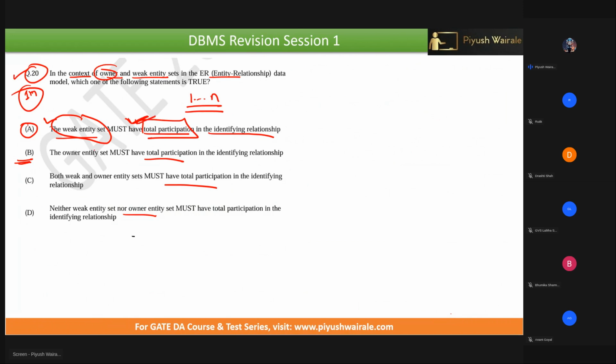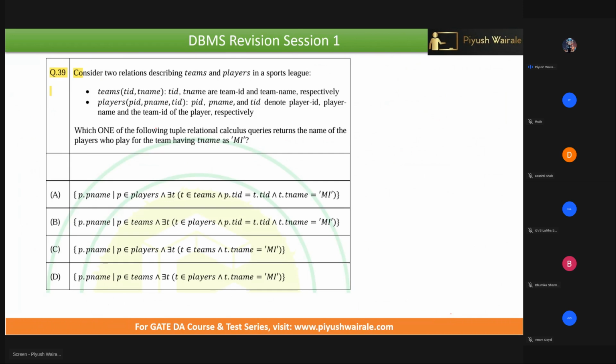Based on that, you can see one question in the GATE 24 paper, a simple question for 1 mark. If you understand what we discussed in yesterday's session, you can expect this type of question for 1 mark in the GATE exam. Now let's try to solve this question.